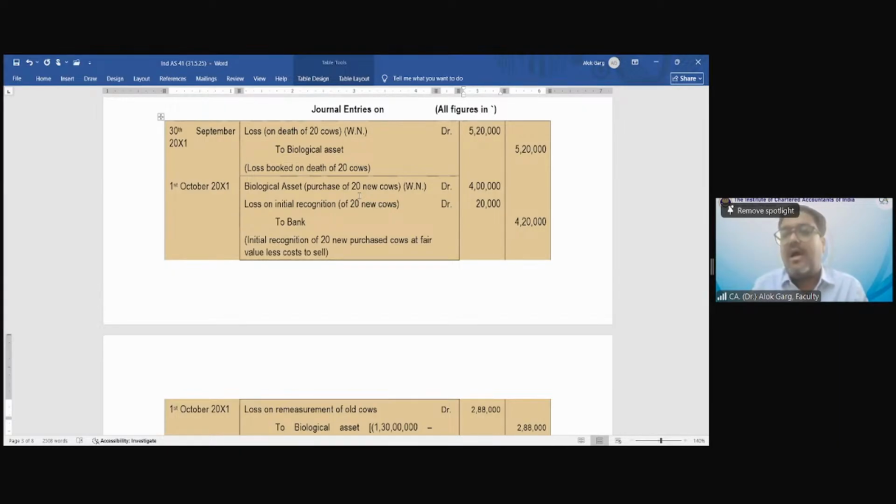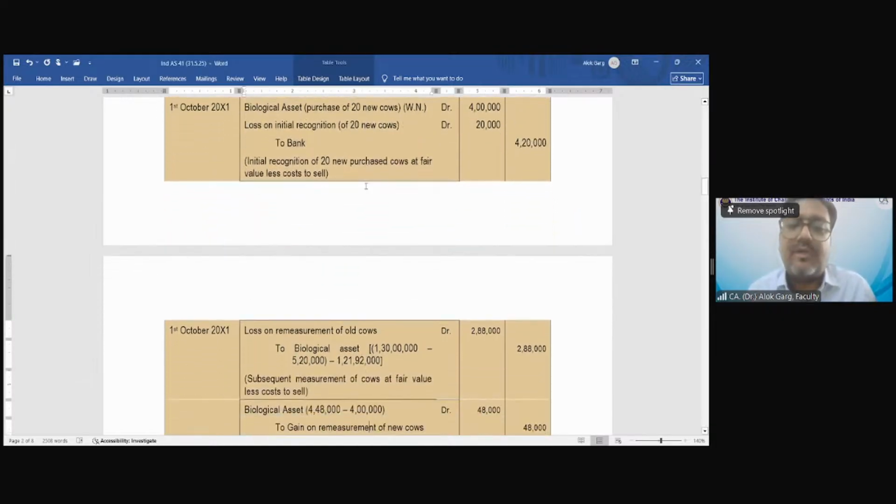To bank. How much have you paid? You have paid 4,20,000. So 20,000 is the loss on initial recognition. Is that clear? ये क्लियर है ना? Yes, sir. अब क्या होगा?